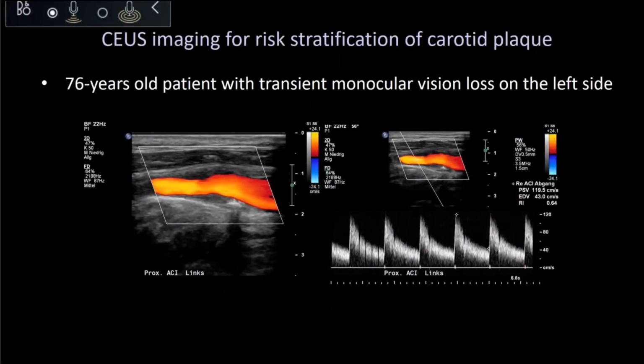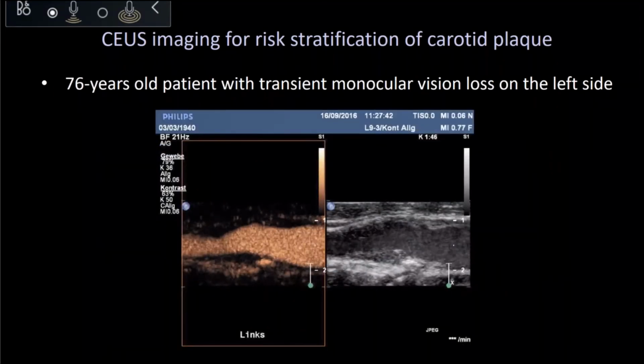So I will show you some examples now of how we can use this contrast-enhanced ultrasound. For example, in this 76-year-old patient with transient monocular vision loss on the left side, you see the color Doppler with the plaque or the stenosis in the bifurcation, in the proximal part of the internal carotid artery. You measure the velocities. It's a little bit significant, but it's around 50% stenosis in this patient.